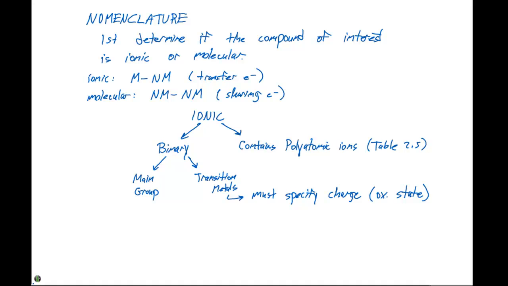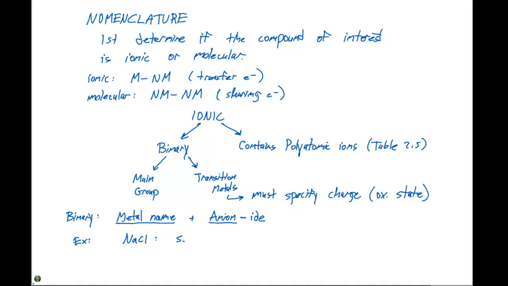So if we're looking at binary nomenclature, binary meaning you have a cation and an anion, we're going to name this by listing the metal name first, plus the anion, then with an IDE suffix. Some examples of binary ionic compounds are NaCl.